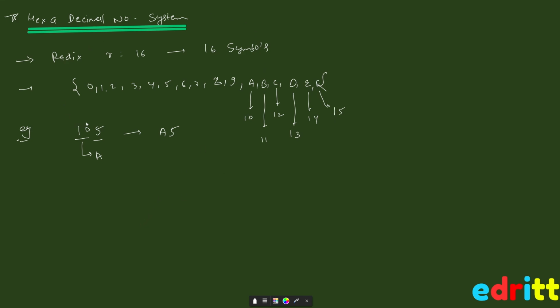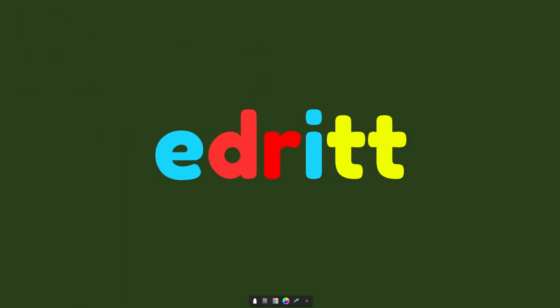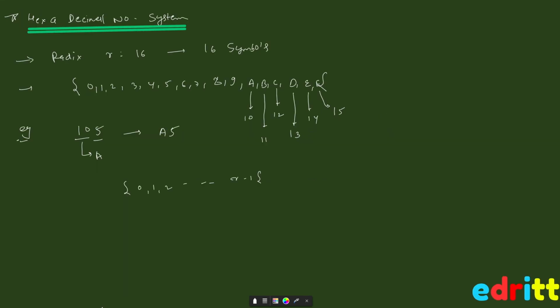So again, R is equal to 16. We have symbols from 0, 1, 2 up to R minus 1 present. Again, you can see all the permutations and combinations which we can do with these symbols, 0 to 15, for a various number of digits, which is 16 raised to the power n, where n represents the number of digits.